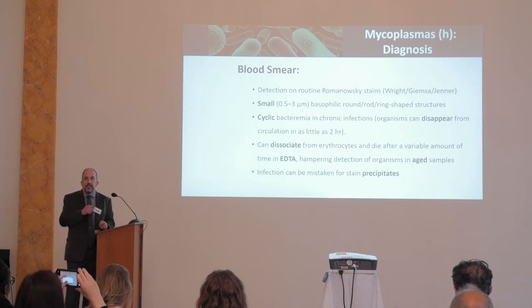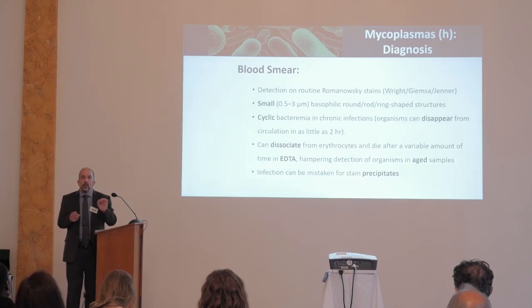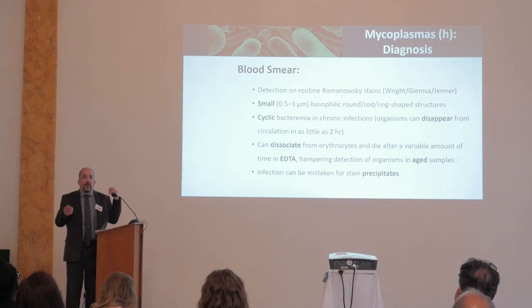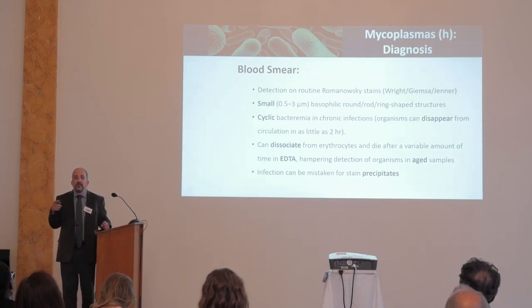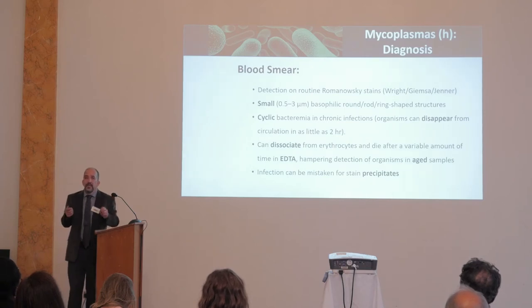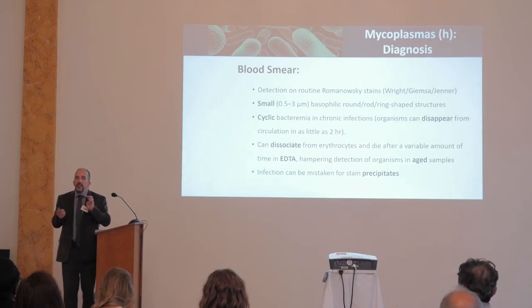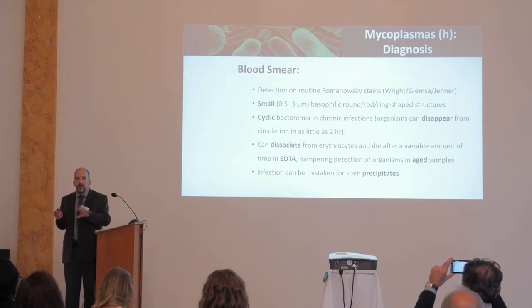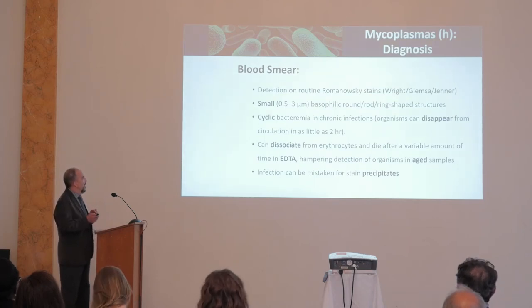Because basically, the association of hemotropic mycoplasma with a red blood cell is very weak. So rapidly they dissociate and disappear. Also, since you have to pay close attention, it's easy to confuse with different artifacts. So trying to use blood smear as your single diagnostic tool is not a good idea. Most likely you're going to fail rather than succeed in seeing exactly what's going on.